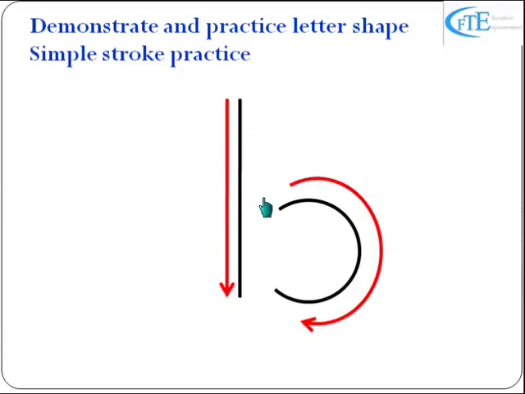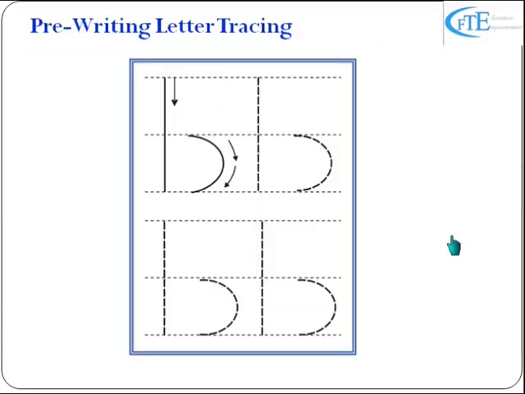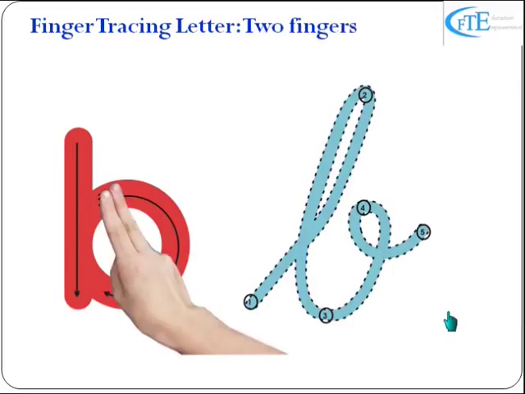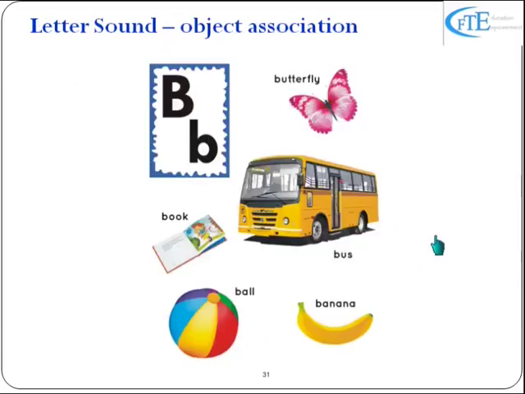Demonstrate how the letter is written. Get your child to practice the strokes, finger tracing using the two-finger technique, then objects associated with that sound: b, butterfly, b, bus, b, banana, b, ball, b, book.